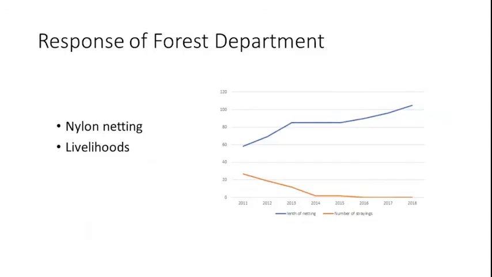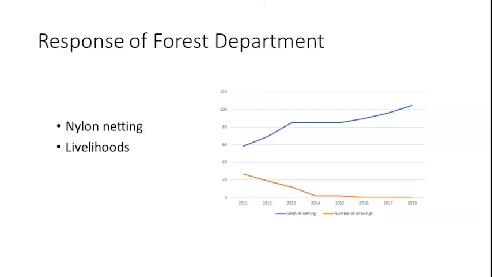Now, the best thing that the Forest Department has done is they have put up a nylon netting. This is unique. This has probably not happened everywhere, or in very few cases. They have erected about 105 kilometers of nylon fence, about 10 to 12 feet high, covering the forest along the national park, at the interface between the buffer and the national park, with the result that it does not allow tigers to move out.